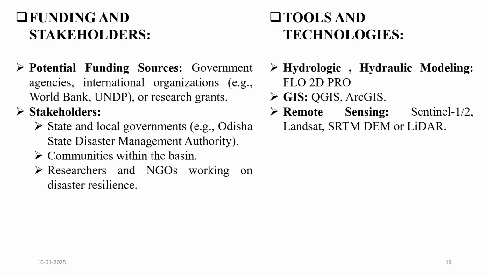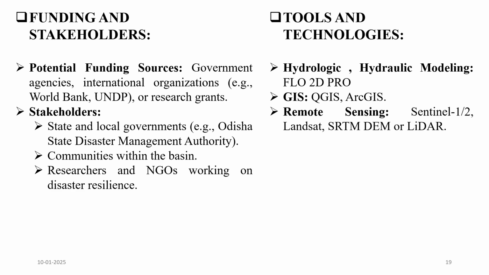In funding and stakeholders, potential funding sources include government agencies, international organizations, for example World Bank and UNDP, or research grants. Stakeholders: state and local governments, for example Odisha State Disaster Management Authority, communities within the basin, researchers and NGOs working on disaster resilience. Tools and technologies used: hydrological and hydraulic model, Flow 2D, GIS, QGIS and ArcGIS, remote sensing, Sentinel 1 and 2, Landsat, SRTM DEM or LiDAR.